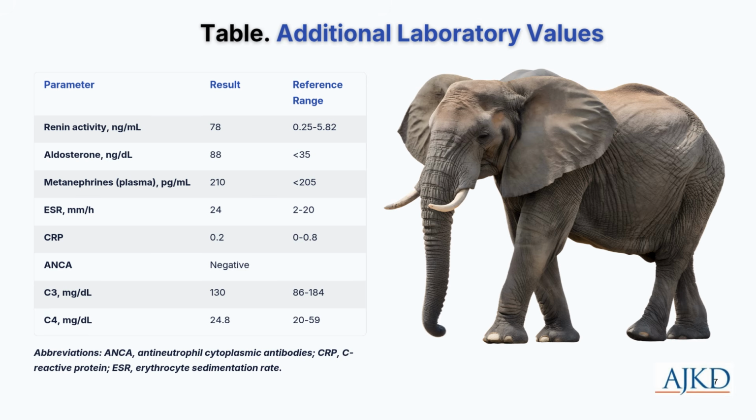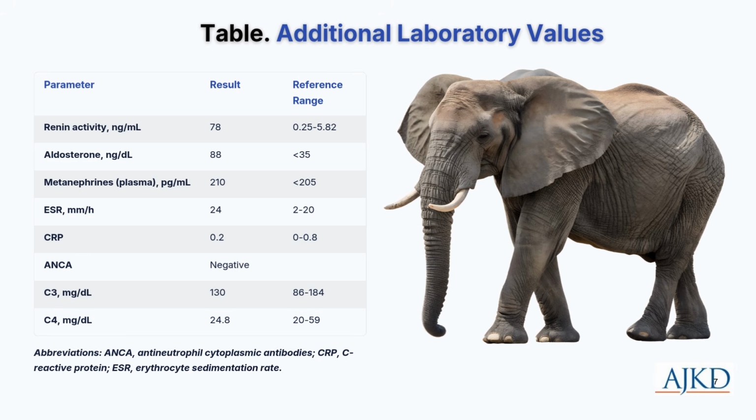ESR and CRP are only mildly elevated, ANCA is negative, and complement C3 and C4 are sitting comfortably within normal limits. So the elephant in the room here is this. What's driving this exaggerated renin-aldosterone axis? Is it renal artery stenosis or malignant hypertension? Or is it something more subtle like a renin-secreting lesion?